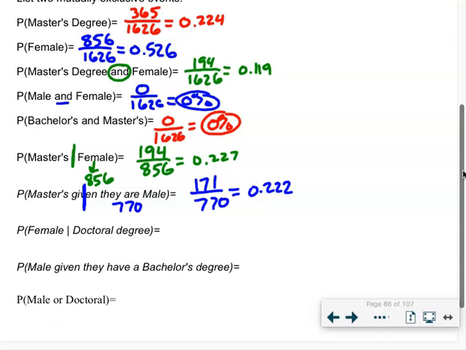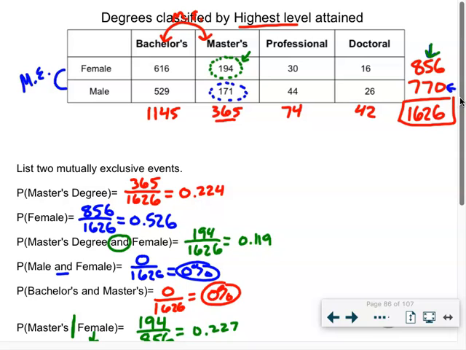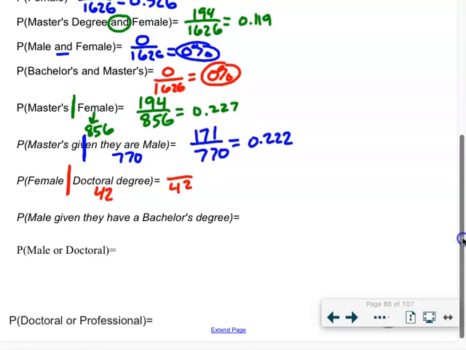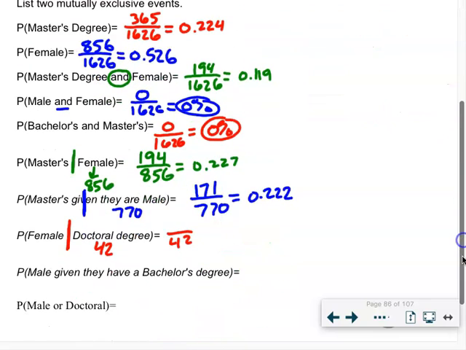Okay. This one is a given again. So I need to look at how many doctoral degrees there are. That's this column. So there are 42 doctorate degrees. That's what's after the given. So that's the bottom of the fraction. Up top, how many of the doctorate degrees were female? 16. So 16 divided by 42 is this probability, and that one comes out to 0.381.